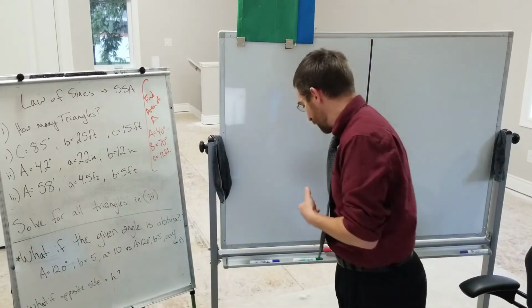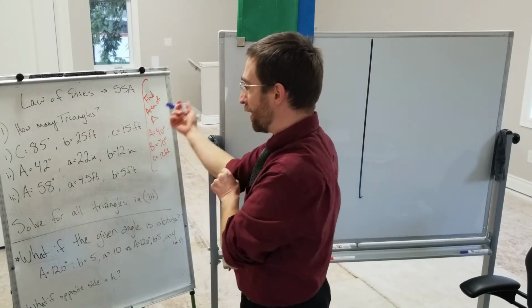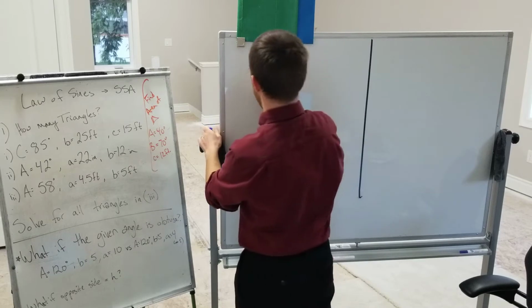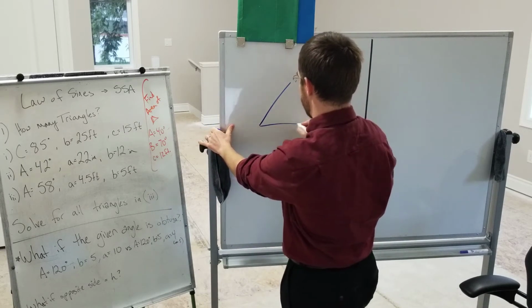Okay. So starting out, how many triangles? Let's look at problem 1.1. So we have C equals 85 degrees. So like this angle.